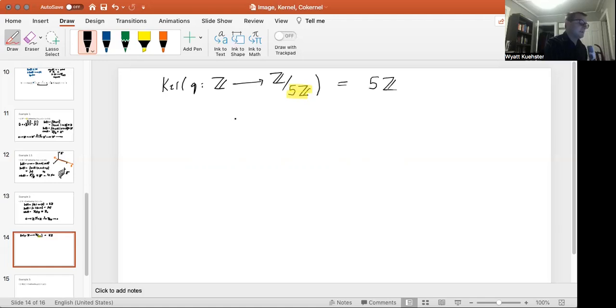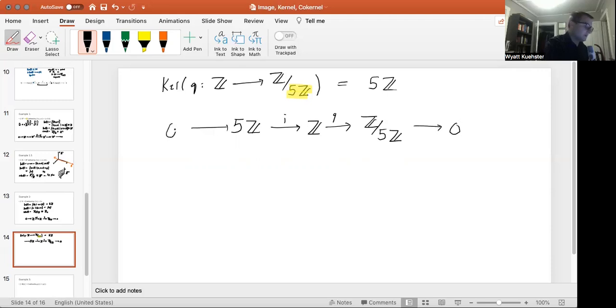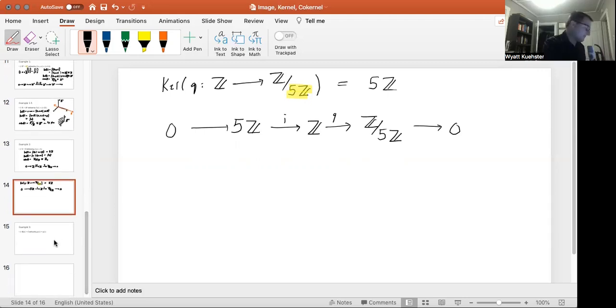So we also have this sequence where 5Z is the kernel, and then you have this map. Here's Q. This is the inclusion of the kernel, and here's Q, which goes to Z mod 5Z. And this is already a surjection, so adding another 0 here doesn't help. But you get this sequence as well. That's something that comes up all the time.